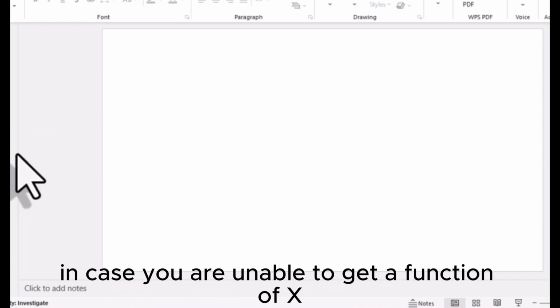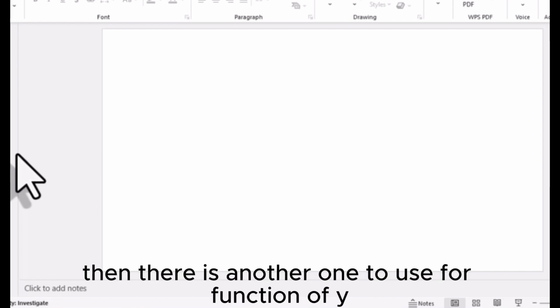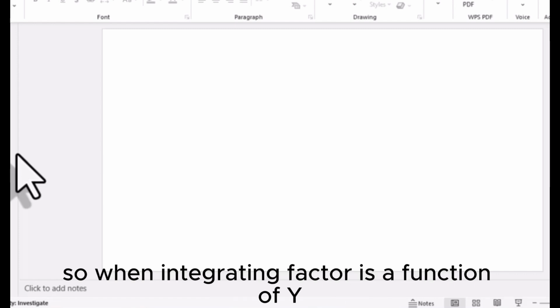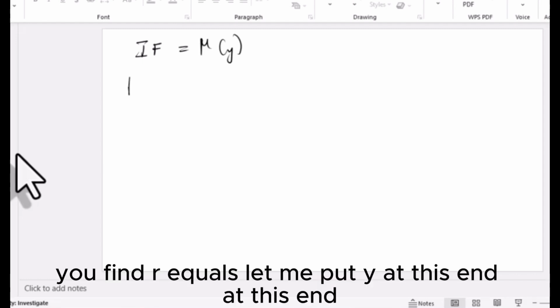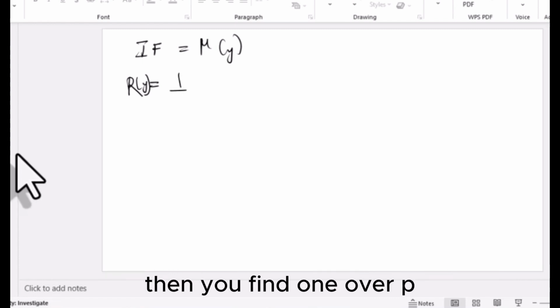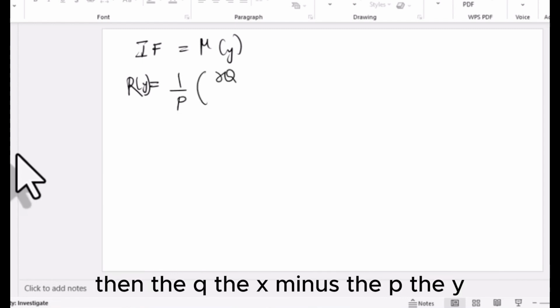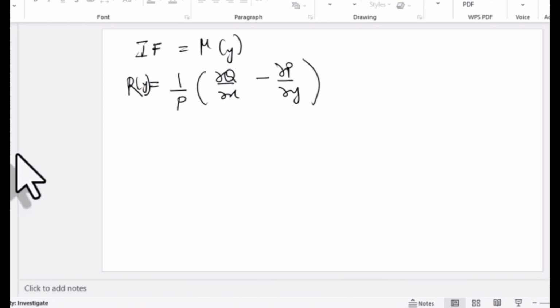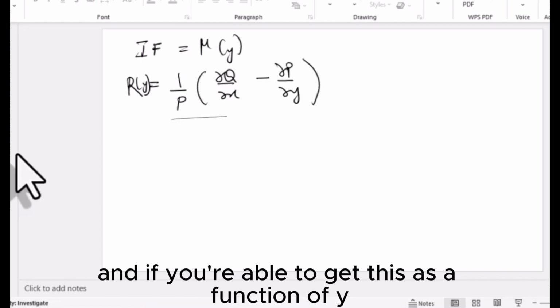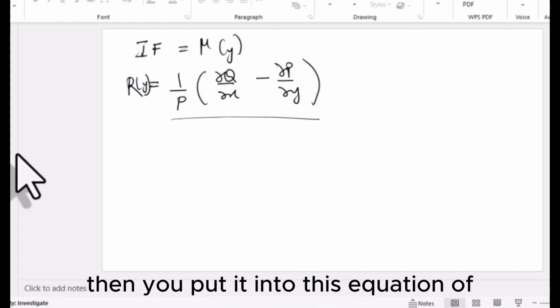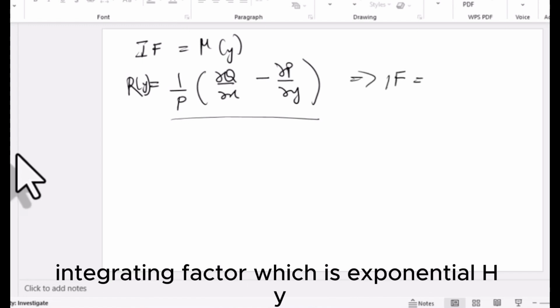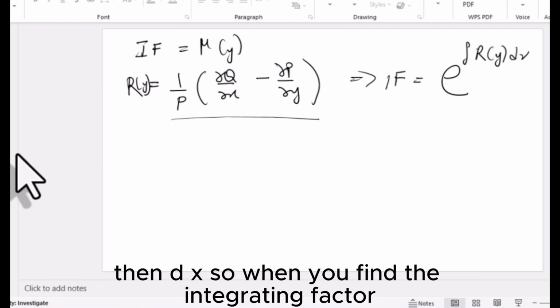In case you're unable to get a function of x, then there's another one to use for a function of y. So when the integrating factor is a function of y, you find r(y) equals 1 over P times (dQ/dx minus dP/dy). And if you're able to get this as a function of y, then you put it into this equation of the integrating factor, which is exponential of the integral of r(y) dy.